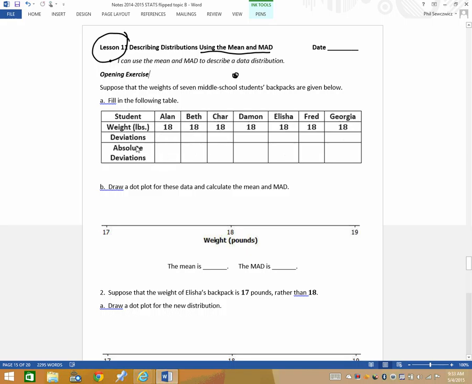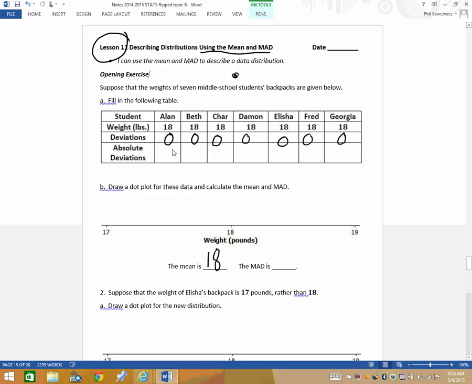In order to figure out the deviations, the first thing we need is the mean. If everyone's got 18, what's the average amount? Well, that too is 18. You could add them all up and divide by the 7, and you're still going to get 18, so there's no need to do that. Deviations: how far is 18 from 18? It's 0, and 0, and 0, and you get the idea. There is no deviation because it is all exactly the same.